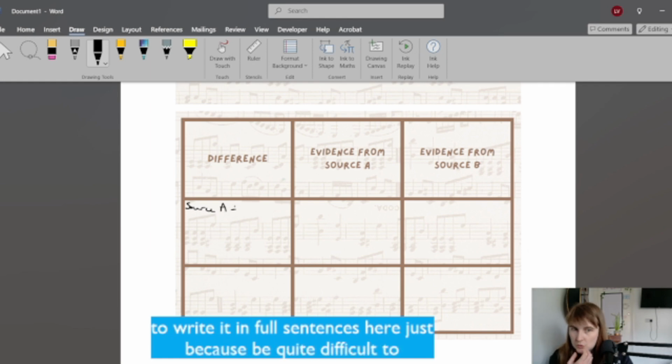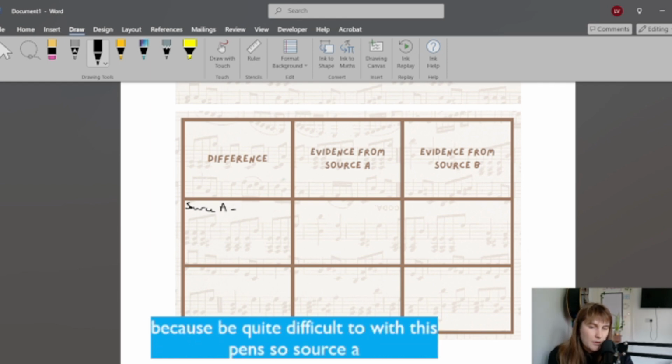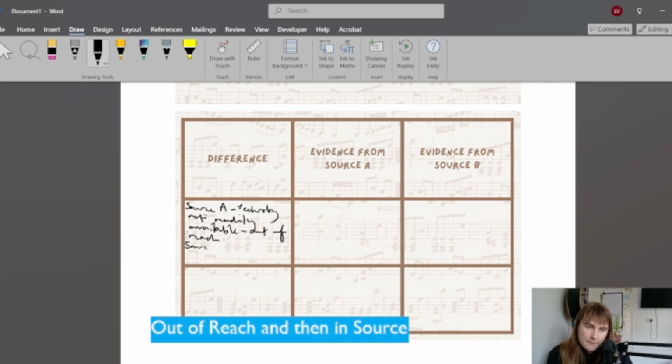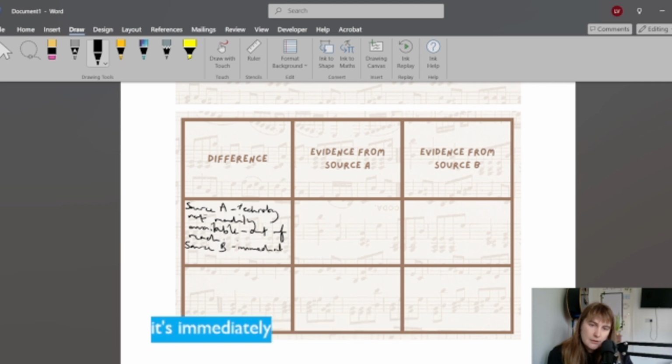So source A, technology not readily available, out of reach. And then in source B, it's immediately accessible to most.